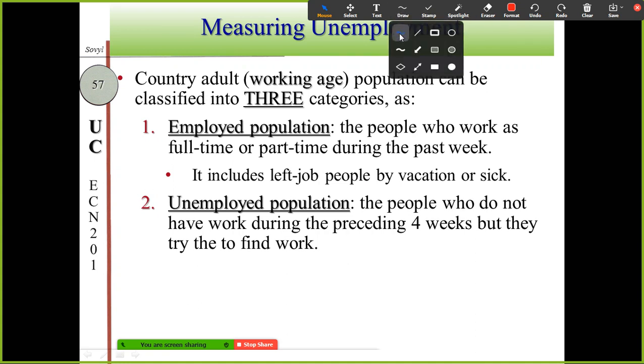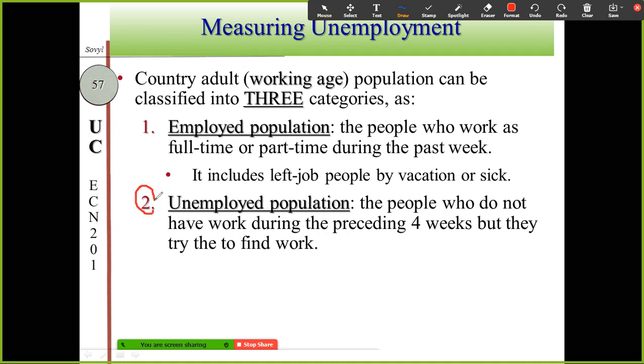Second group, unemployed population. The unemployed population refers to people who do not have work during the preceding weeks, but try hard to find work. What does preceding mean? Preceding 4 weeks is different from the last 4 weeks.